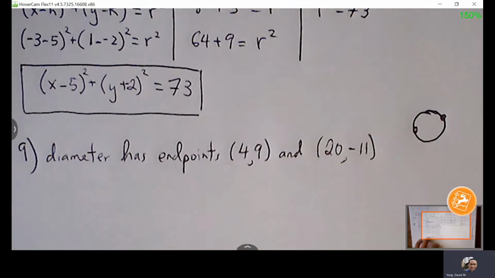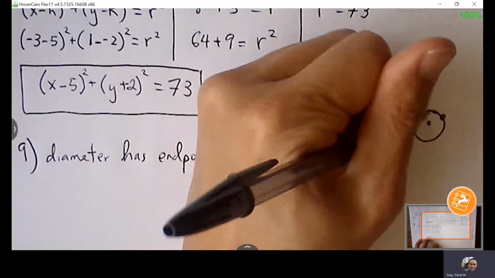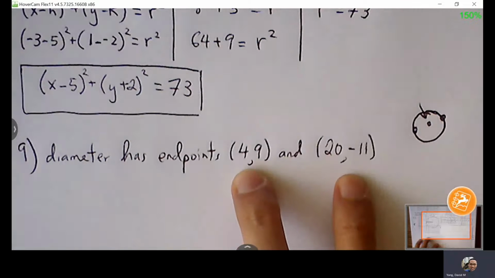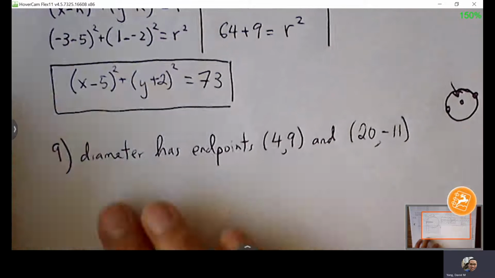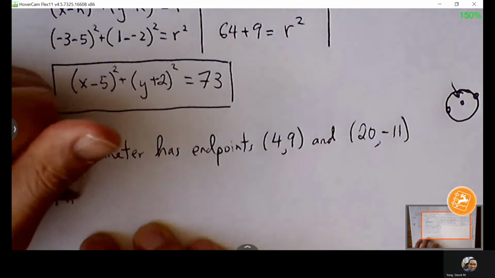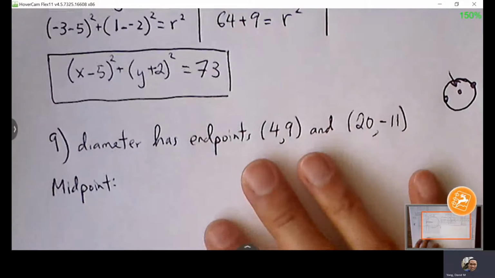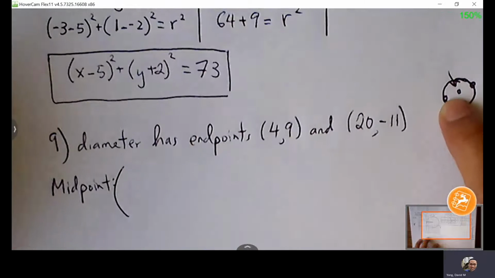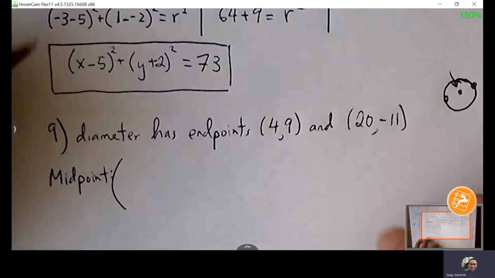Yeah, we could go through that form, but I think it's easier to just get to that center, right? And if I have 2 endpoints, how do I get to the center? Okay, we call that the midpoint formula. Midpoint just allows us to get to the center between those 2 endpoints, and that will be the center that we're going to use.